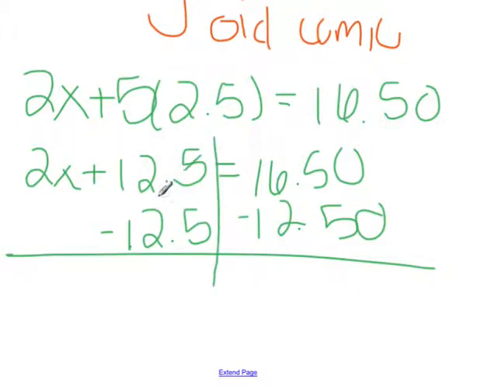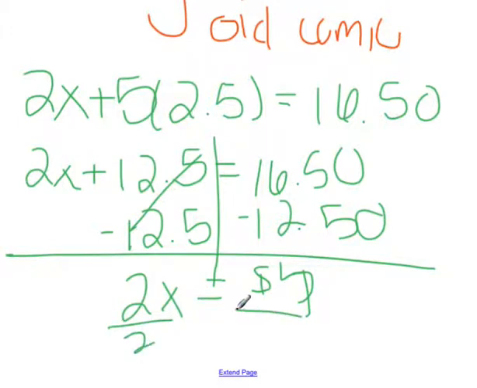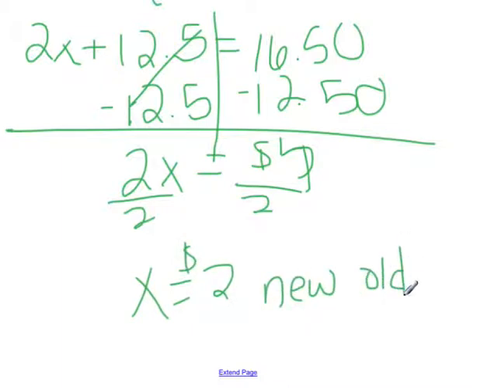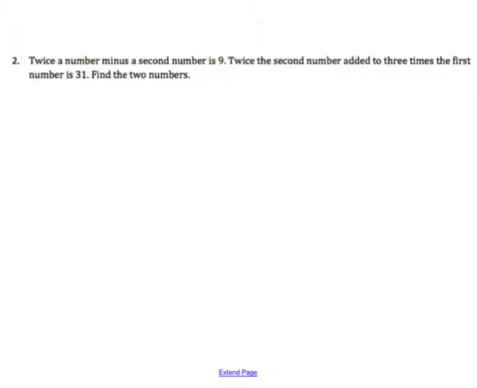Okay, so then these cancel, and over here I'm left with 2x is equal to 1650 minus 1250, which is going to give us 4. Then we're going to divide both sides by 2, and we get that x is equal to $2. We want to make sure we note that it's $2.50 for old comics and $2 for new comics. Let's go ahead and take a look at number 2.